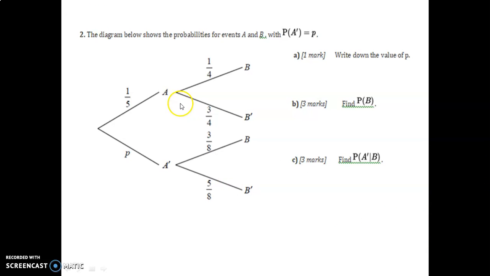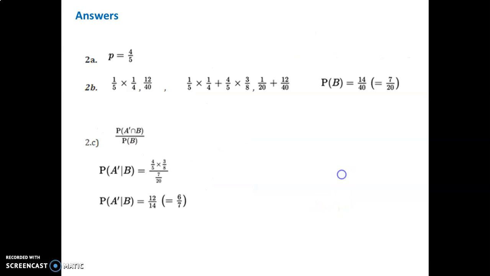Okay, so here's the next one. It shows a tree diagram that's been created for you, and it asks these questions. So try question A. Okay, now try question B. And now try question C. So again, very typical kind of problem. Let's look at the answers now. Check your work. So here's all that.